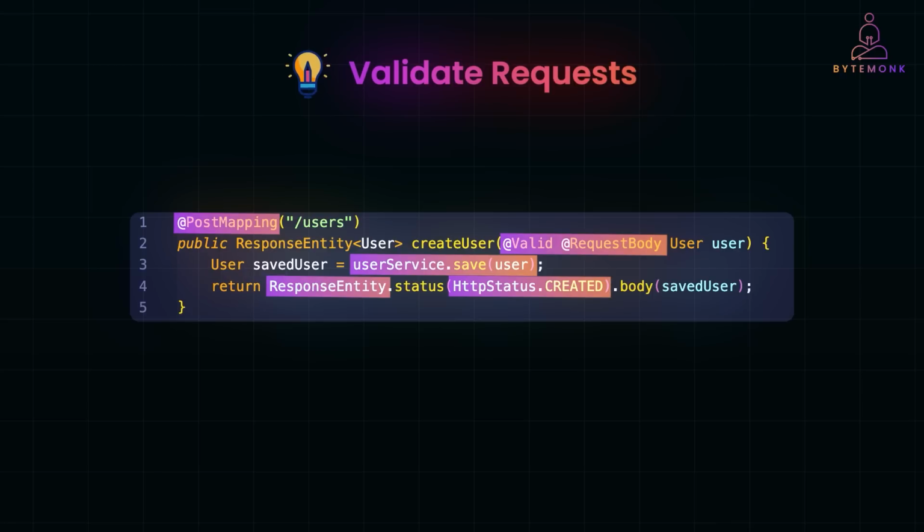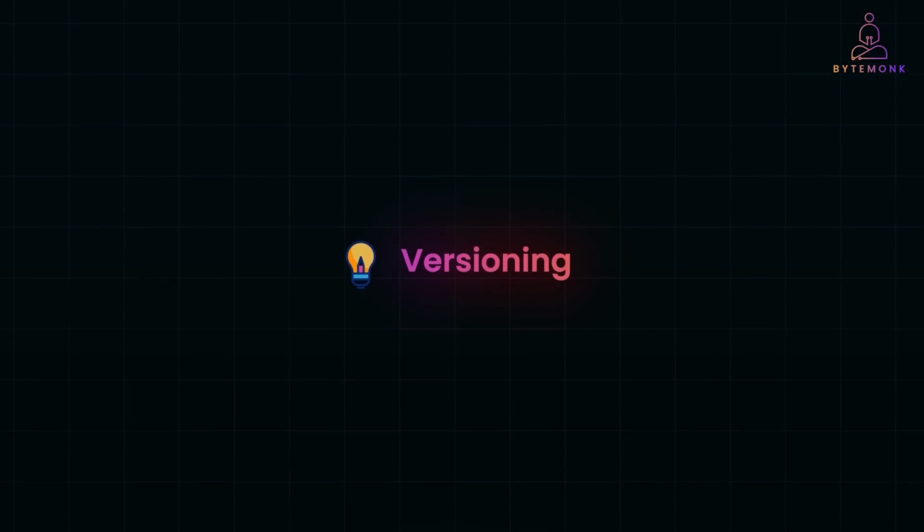Informing the client that a new user was created. Next up is versioning. As your API grows and changes, you will need to update it. But how do you do that without breaking existing apps that rely on the old version? The answer is versioning. It lets you introduce new features or changes while keeping older versions available.